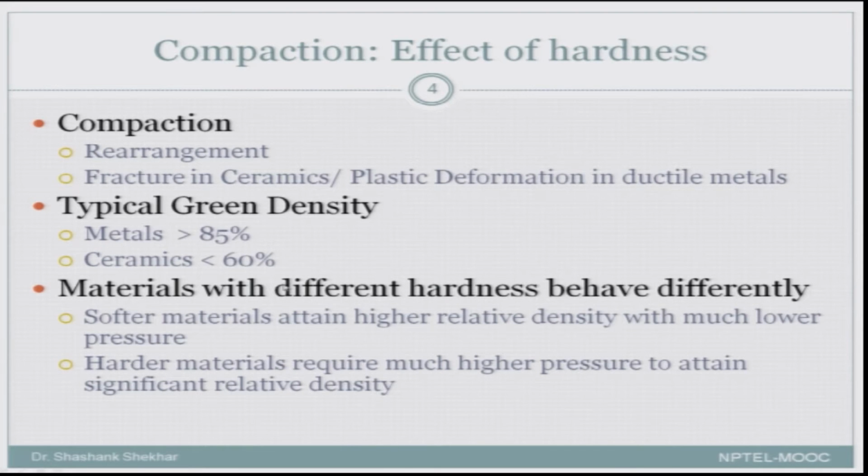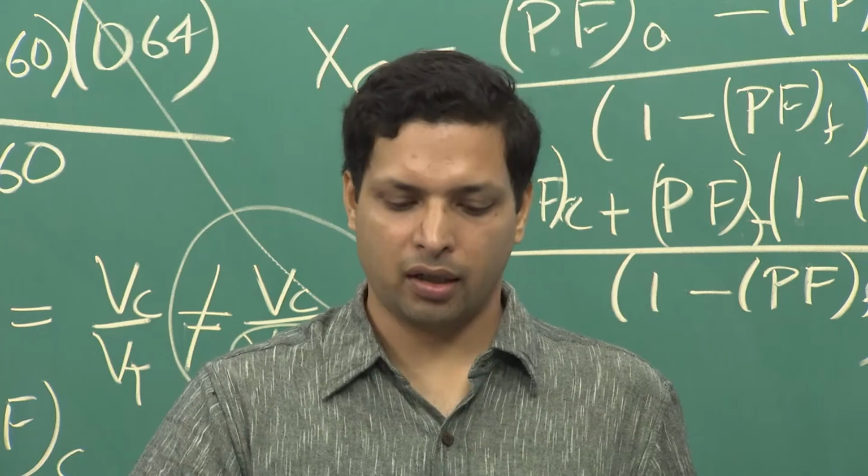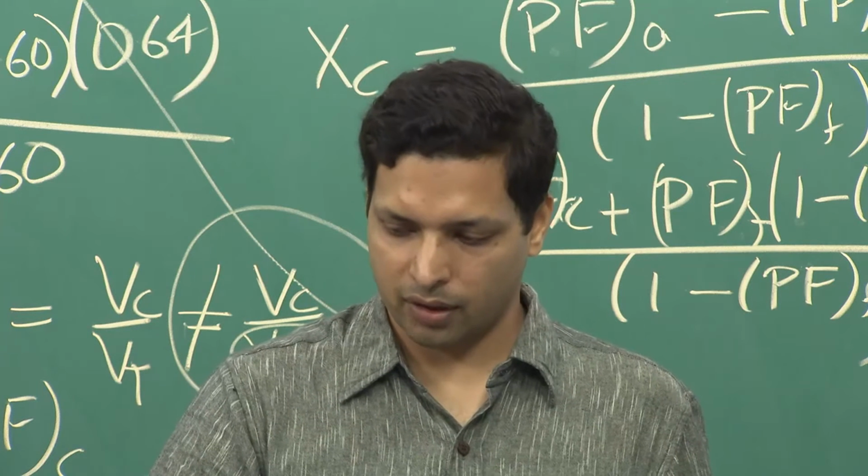Not only that, even materials with different hardness behave differently. For example, softer materials attain higher relative density at a much lower pressure, and we will see a plot in just a moment. Harder materials, on the other hand, require much higher pressure to attain significant relative density. In fact, they would behave more like ceramics and not attain very high relative density.